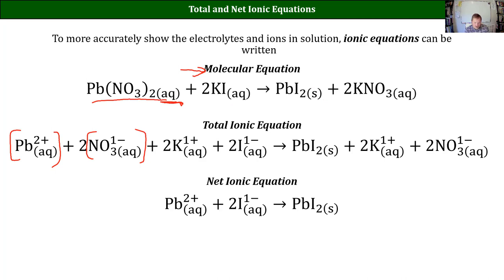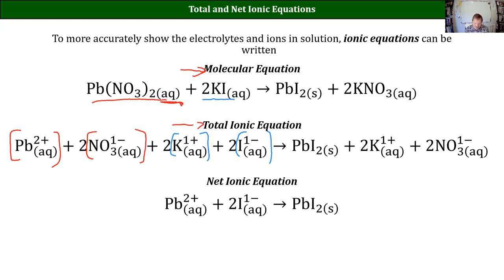So basically, if it's an ionic compound that's aqueous, we're going to take it and split it up into its pieces. And that way we can make what's called the total ionic equation. And we do the same thing with the potassium iodide. When we split it up, it turns into aqueous potassium ions and aqueous iodide ions. So it's all the same pieces that are there. And if the molecular equation is balanced, then our total ionic equation should also be balanced.